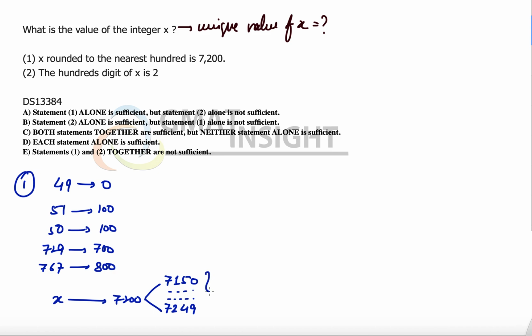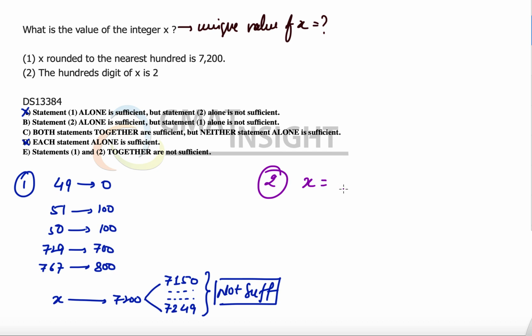Since we have many possible values of x, the first statement is clearly not sufficient to answer the question, and we can eliminate two options, which are option A and option D. Now we go to the second statement, which says that the hundredths digit of x.